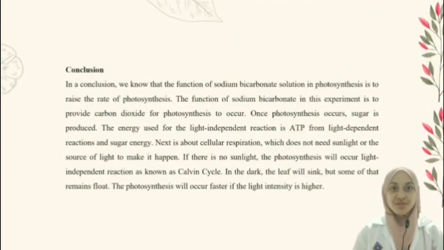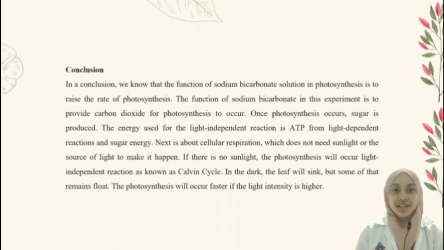In conclusion, we know that the function of sodium bicarbonate solution in photosynthesis is to raise the rate of photosynthesis. The function of sodium bicarbonate in this experiment is to provide carbon dioxide for photosynthesis to occur. Once photosynthesis occurs, sugar is produced. The energy used for the light-independent reaction is ATP from the light-dependent reaction and sugar energy.